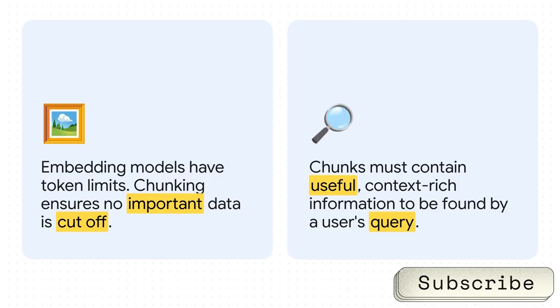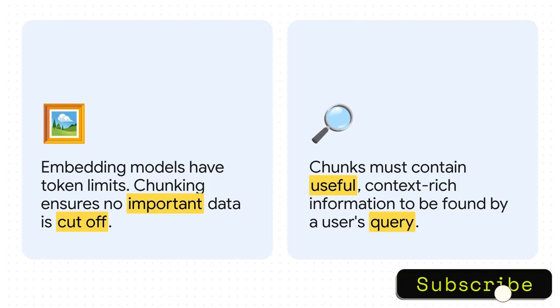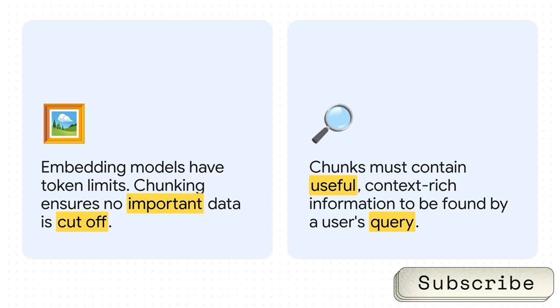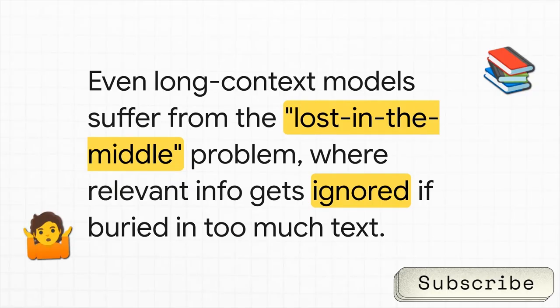A good chunk needs to contain a complete, self-contained idea. That makes it so much more likely to be found when a user asks a relevant question. Now, I know what you might be thinking, but hey, what about these new models with these massive million-token context windows? It's a great question, but they aren't a silver bullet.